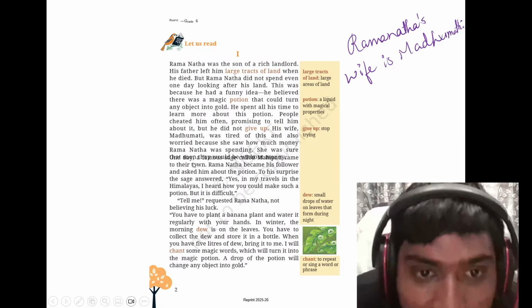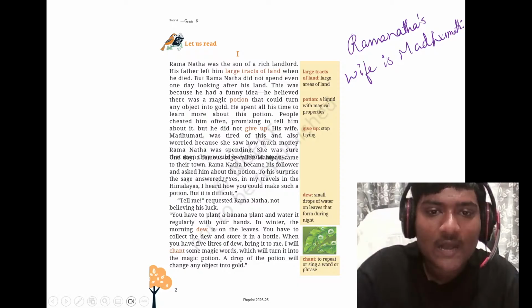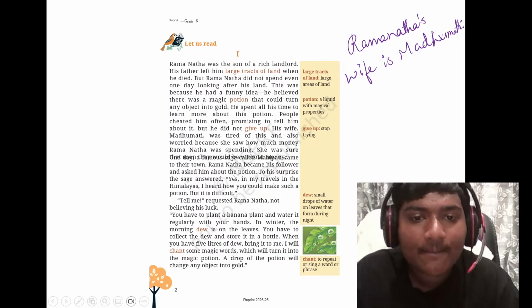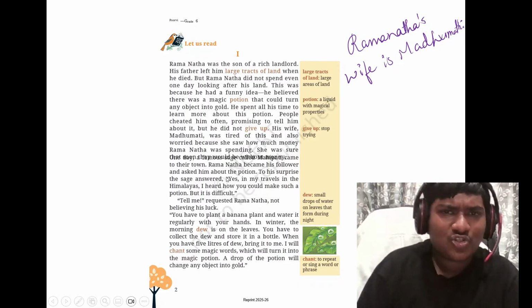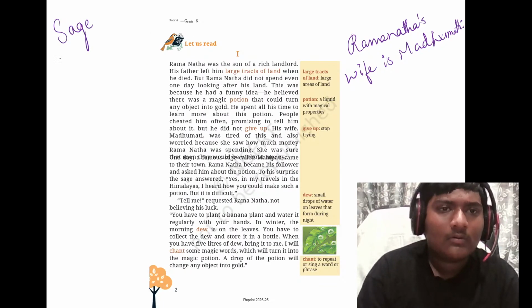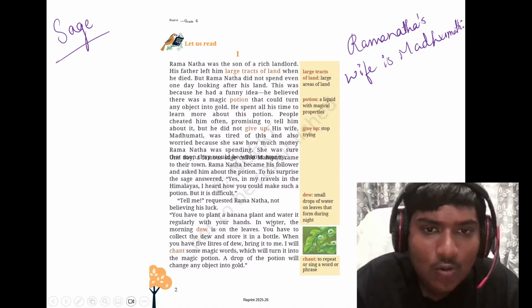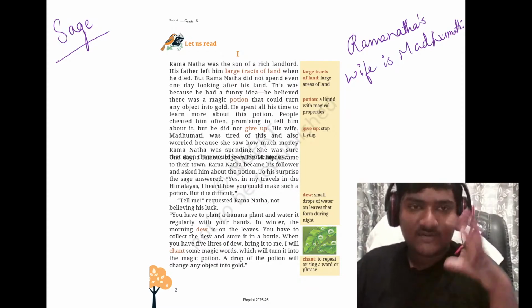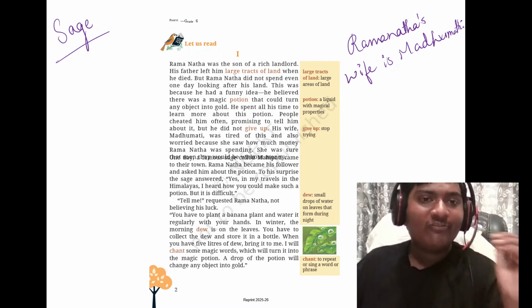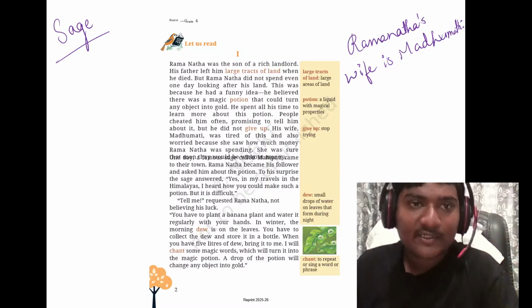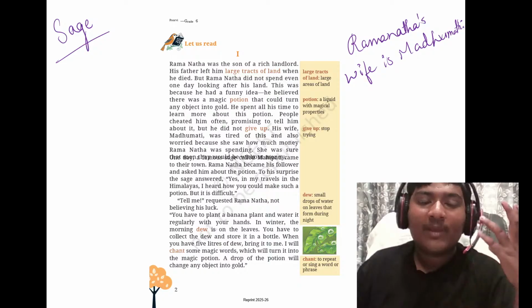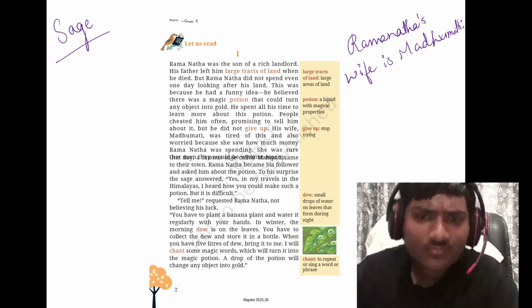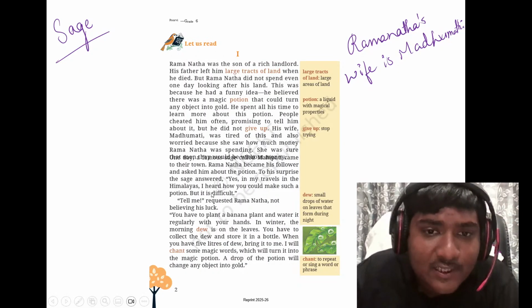Ramanatha became his follower. See, there was a saint actually. Ramanatha was his follower and asked him about the potion. To his surprise, the sage answered. Who was the sage? The sage is a new character in the story. The sage had entered the town and he was a very famous sage. Ramanatha became very interested and he moved to the sage and asked him how to make that magic potion. How can we make anything into gold?